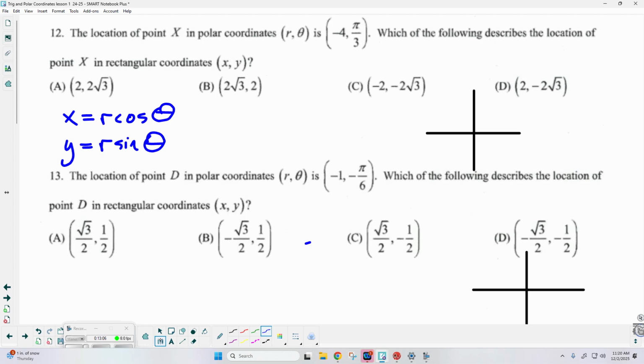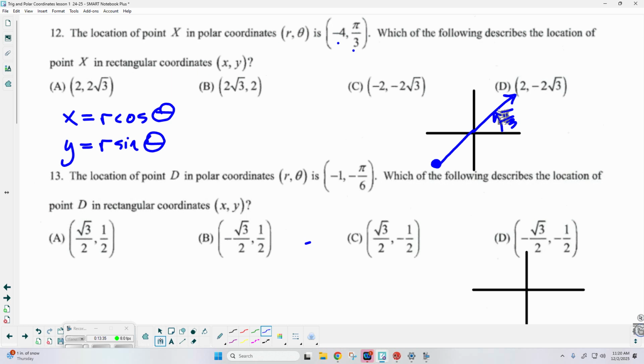Well, wait a minute. Pi over 3 is in quadrant 1. What am I forgetting? Remember, what happens with a negative radius? There you go. It doesn't go towards your angle. It goes in the opposite direction. So even though, yeah, pi over 3 is in the first quadrant, we're not going towards it. We're going to end up in quadrant 3. So I'm looking for a point that's also in quadrant 3.